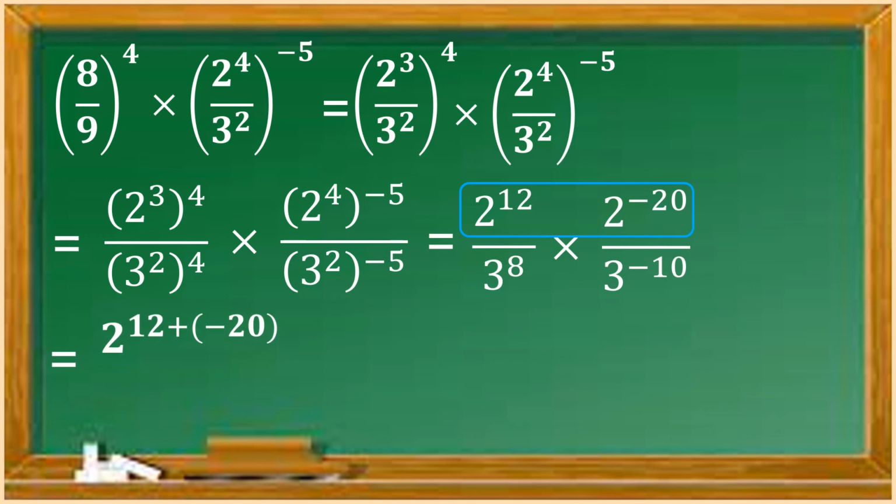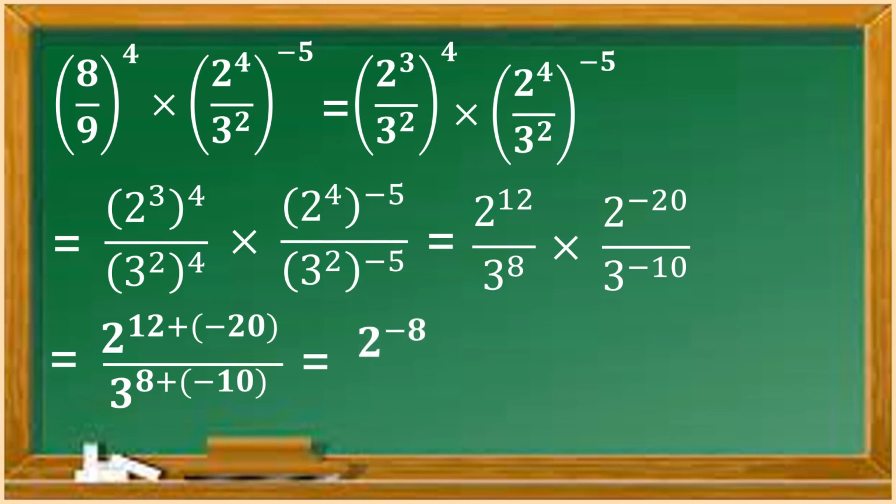So we are going to copy 2 and then add the exponents. And in the numerator, or shall I say denominator, we will be applying the product law. So we will be copying 3 and add the exponents. So we will be having 3 to the power of 8 plus negative 10 is equal to, what is 12 plus negative 20? Very good. It is equal to negative 8.